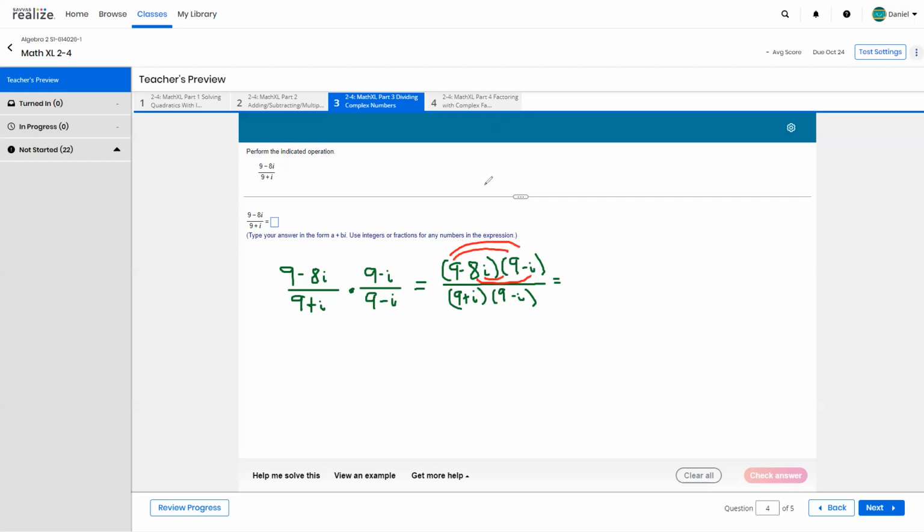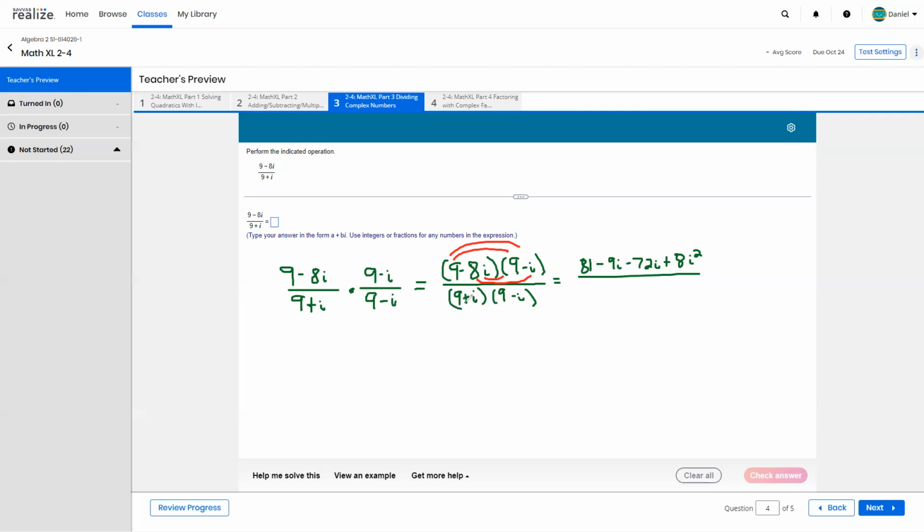Okay, so let's go back to green. 9 times 9 is 81. 9 times negative i is minus 9i. Negative 8i times 9 is going to be minus 72i. And then minus 8i times minus i is going to be plus 8i squared.